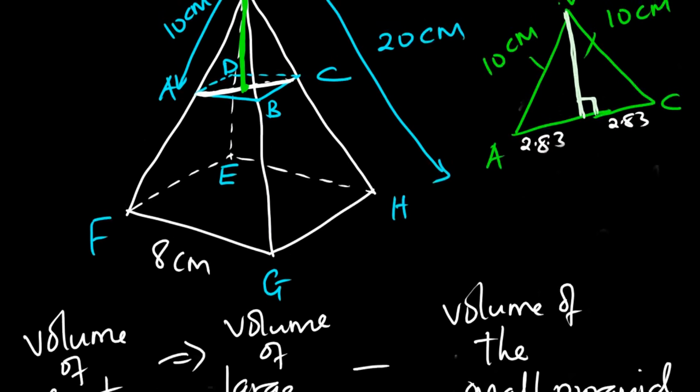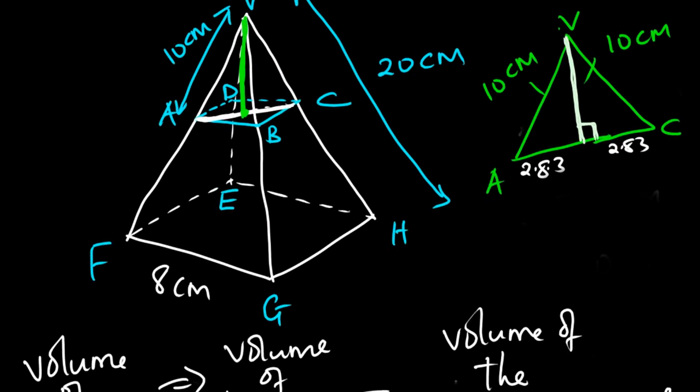So how do we get the volume of this large pyramid? To get the volume of any regular pyramid, we need to get the area of the base. For this case, the base is a square, and then we multiply by the perpendicular height. What do we mean by the perpendicular height? The perpendicular height is this height. Remember we calculated the perpendicular height of the small cone, but we did not calculate that of the large cone. So the perpendicular height is this line that I have drawn in green.